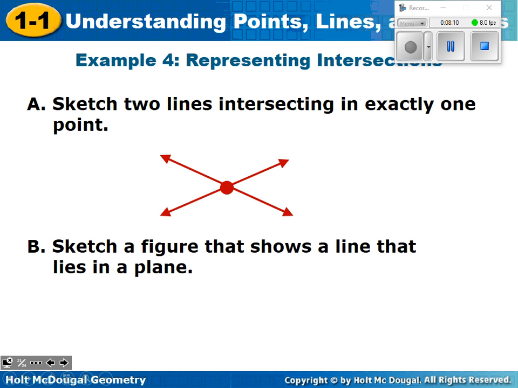Part B says sketch a figure that shows a line that lies in a plane. That means it's not going through the plane, it's just in the plane, so everything should be solid. Just a plane with a line in it. Make sure you're putting arrows on the ends of your lines. If they don't mean line, they'll say segment. So make sure, I'll be picky about that. Any questions on the first 2?